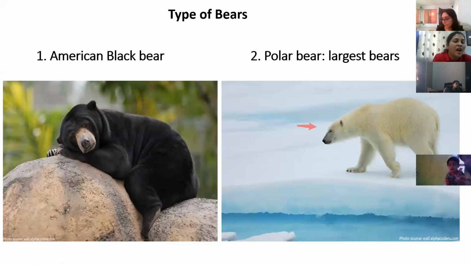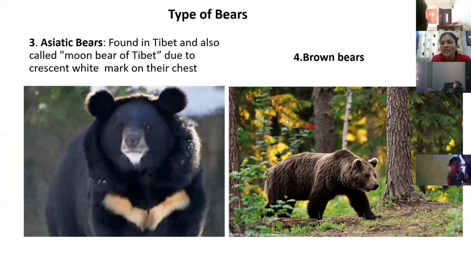The third is the Asiatic bear. See on the left side here, can you see my arrow? These are Asiatic bears. These bears are found in Tibet. Okay. And these bears have a crescent shape or a moon shape on their chest, a white patch of crescent shape on their chest. Can you see this? See the arrow?